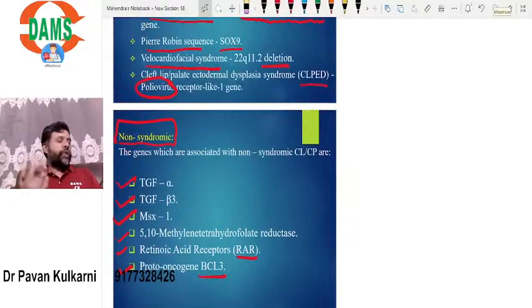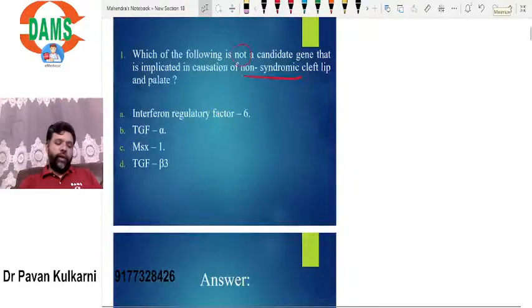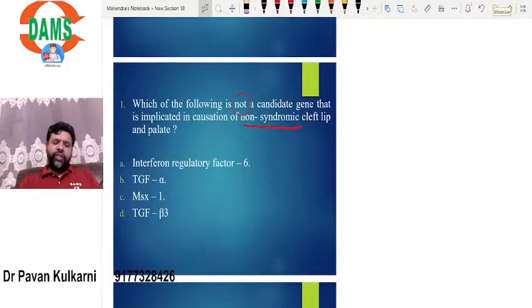So let us go back to the question now. The question says: which of the following is not a candidate gene implicated in the causation of non-syndromic cleft lip, cleft palate? TGF alpha, yes. MSX1, yes. TGF beta 3, yes. All three are non-syndromic. Only interferon regulatory factor 6 is associated with a syndrome. What is the syndrome? Van der Woude syndrome.